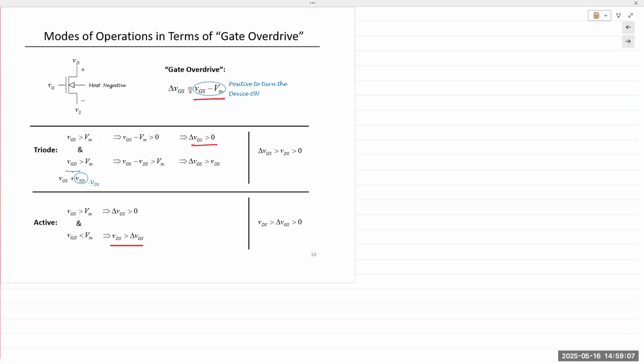Quiz on Monday based on BJT applications and BJT amplifiers. Announcement was posted yesterday. And then there's a small reading assignment for the FET also.